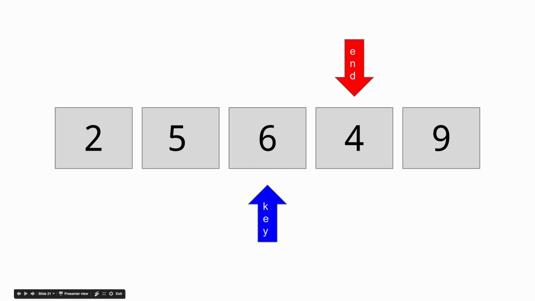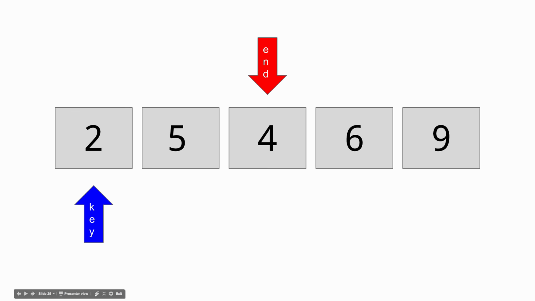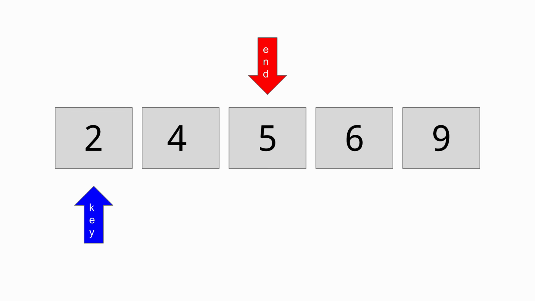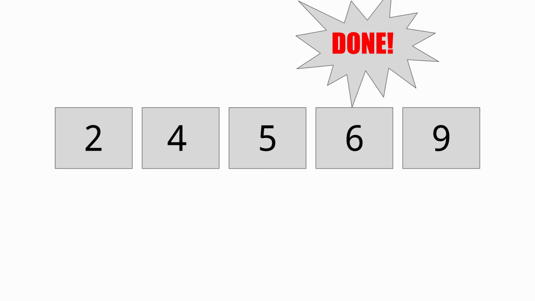Then we bubbled up the second largest number, which happened to be 6. And then we kept going until all of the large numbers bubbled to the right in the order that they belong. And that's the essence of bubble sort.